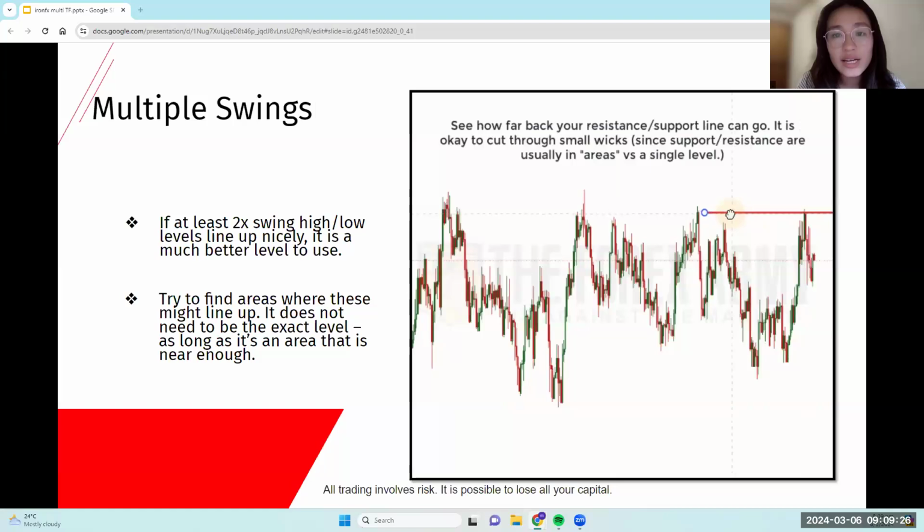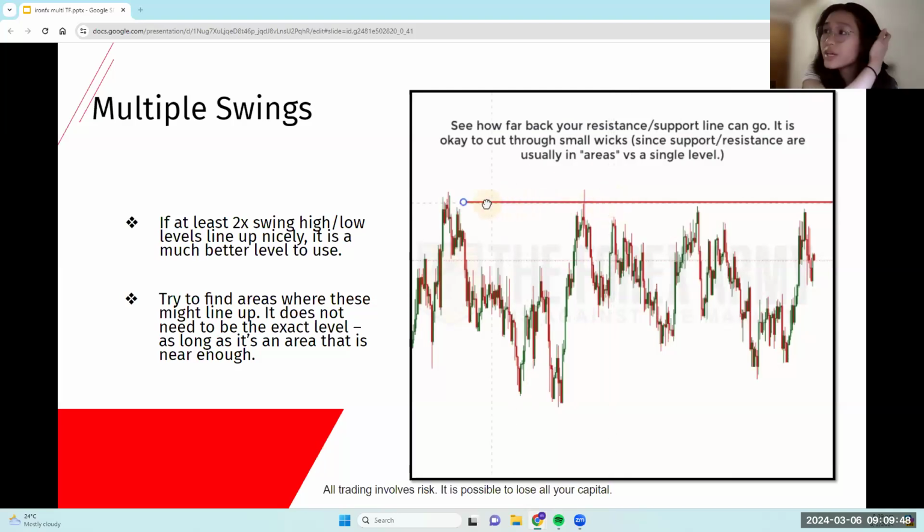Okay, if there are at least two swing highs or lows lining up nicely, then it's a much better level to use. So you want to try to find areas where these might line up. It doesn't have to be exactly at the same level, so long as it's about a similar area, that's good enough.